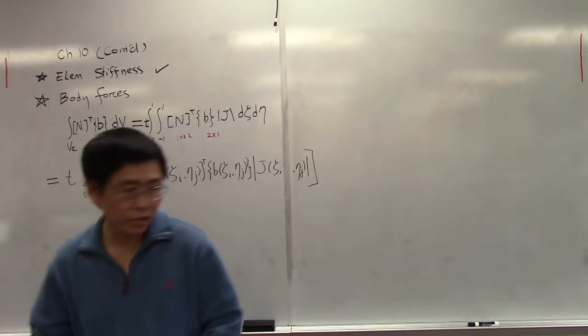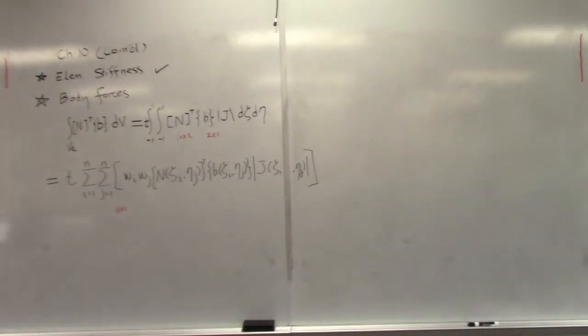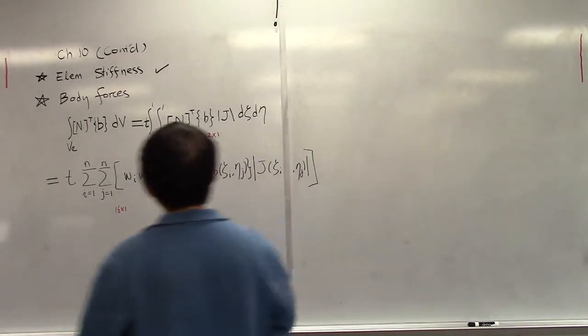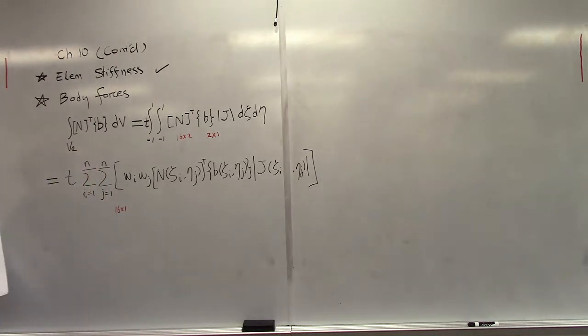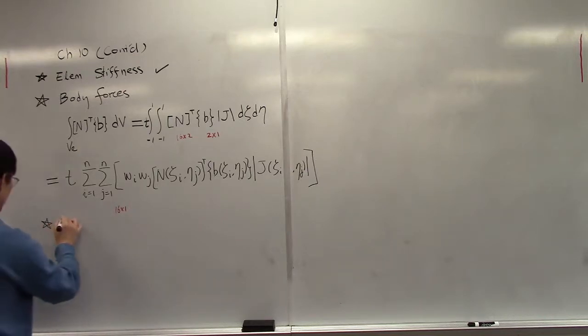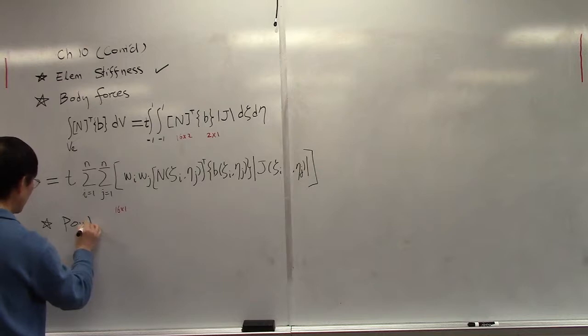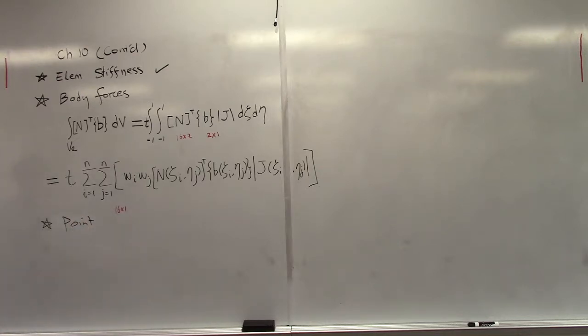All right, now let's look at the surface traction term. The surface traction term is a little bit more involved. This is the most difficult derivation part of the whole formulation.